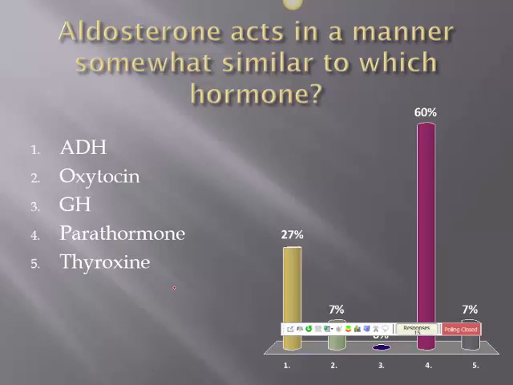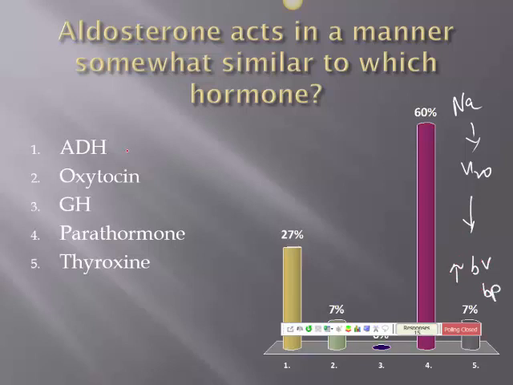Parathormone. Okay. I don't know why everybody chose parathormone. The correct answer is ADH. What does parathormone do? Parathormone raises serum calcium. Aldosterone doesn't raise serum calcium. It has nothing to do with calcium at all, okay? What does aldosterone do? It reabsorbs sodium. With sodium, it reabsorbs water, and the end result is increase in blood volume and blood pressure.